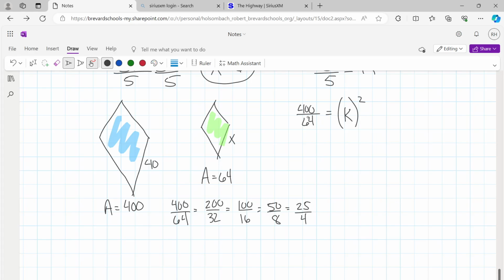So we're going to rewrite this 400 over 64. I'm going to erase it so I don't run out of room. The ratio of our areas can be rewritten as 25 over 4. So if we square root both sides here, the square root of 25 is 5, and the square root of 4 is 2, and that's equal to k. So our scale factor is 5 to 2.